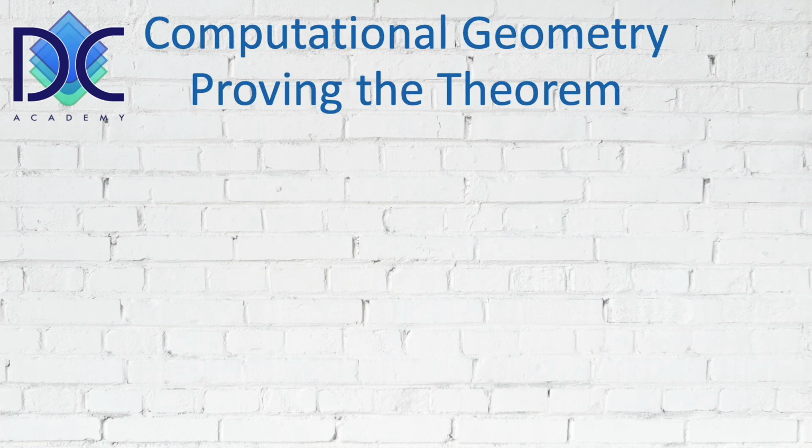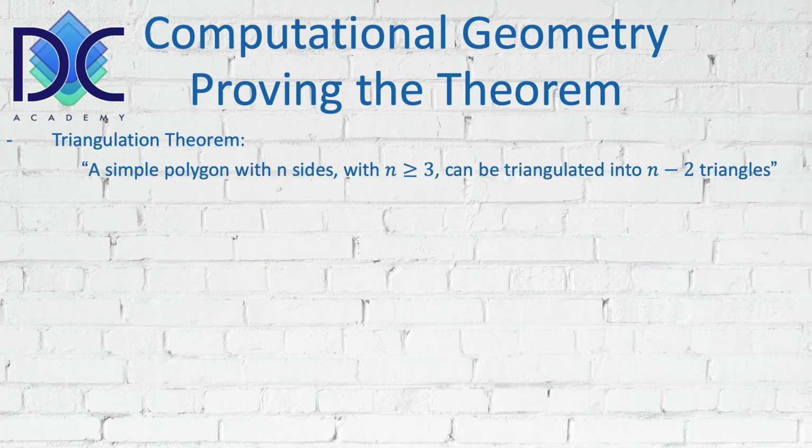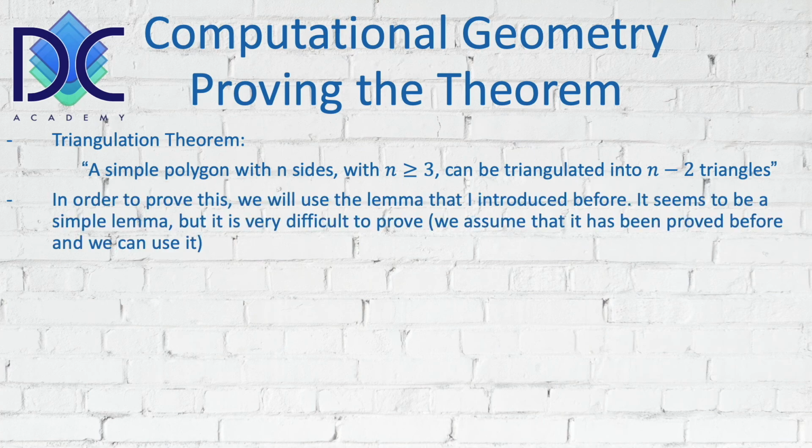Let's start by proving the theorem. The triangulation theorem says that a simple polygon with n sides, with n larger or equal than 3, can be triangulated into n-2 triangles. In order to prove this, we will use the lemma that I introduced before. When you look at it, it's a very simple lemma, but don't be confused by its simplicity, because it's very difficult to prove this in a general way.